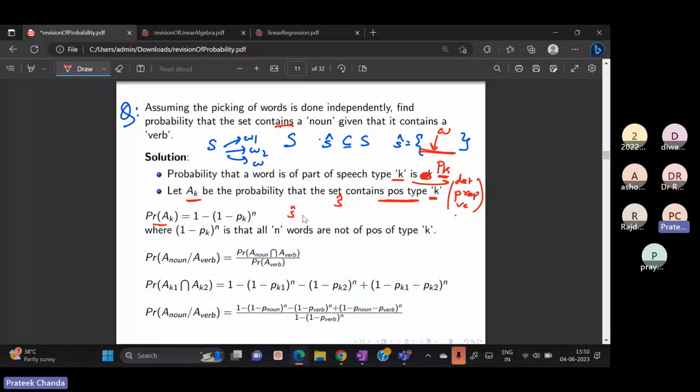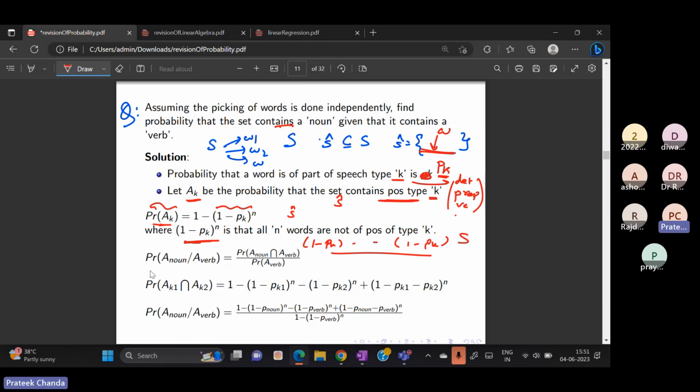It can be calculated in the following way. By the law of inclusion, if I don't include any word of type K in the set S hat, and on top of that I subtract from one, that itself would mean the set S hat contains at least one element of type K. Since these are all independent, I just do multiplication over all the n picks from S, where S has n words, and none of them are of type K, giving 1 minus P K for each.